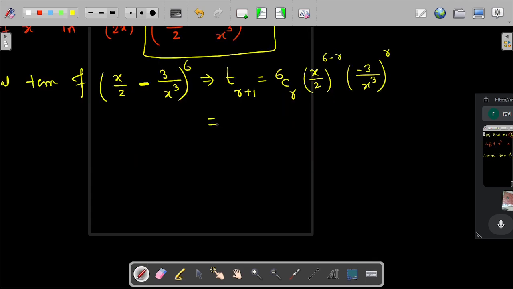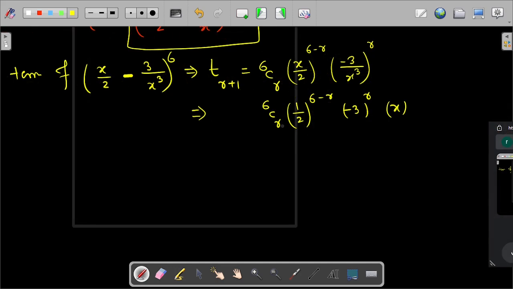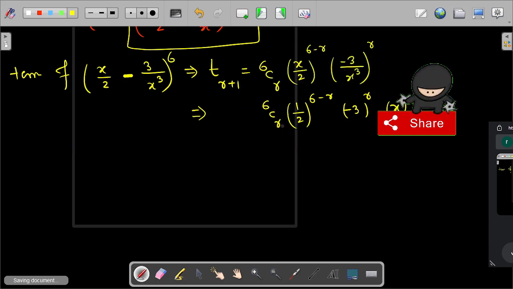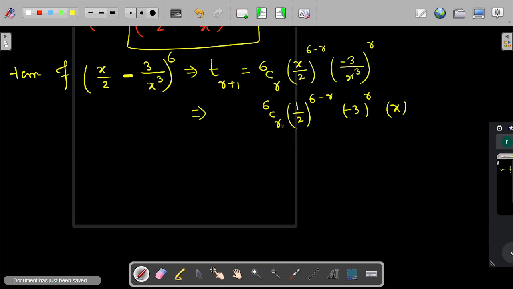Now, please simplify it a little bit. So this should be equal to 6Cr (1/2) raised to power 6 minus r, (-3) raised to power r. I'm writing all the constant parts separately. So it is 6Cr (1/2) raised to power 6 minus r, (-3) raised to power r, and this x raised to power 6 minus r.